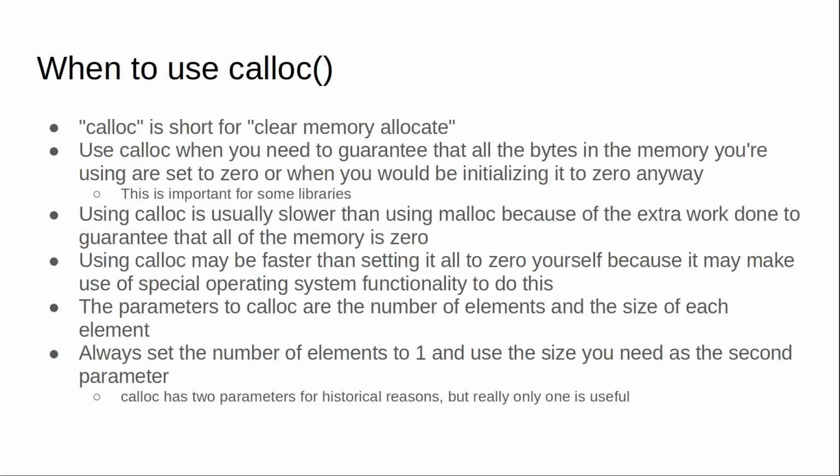So don't worry too much about the fact that it's got two parameters. Just always use one for the first parameter. Use the number of bytes that you want as the second parameter, and just keep your life simple. There's no reason to ever use anything other than one for the first parameter. Just know that this is the way calloc is written. This is the way it's always been done. And so we just use one as the first parameter and don't worry about it.